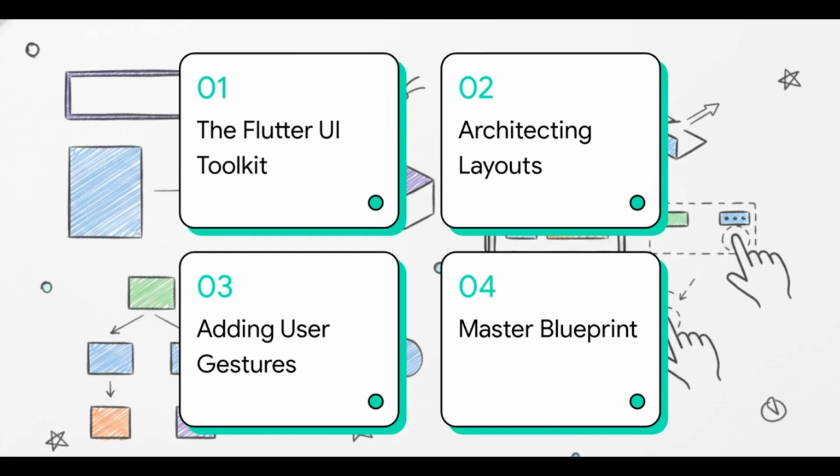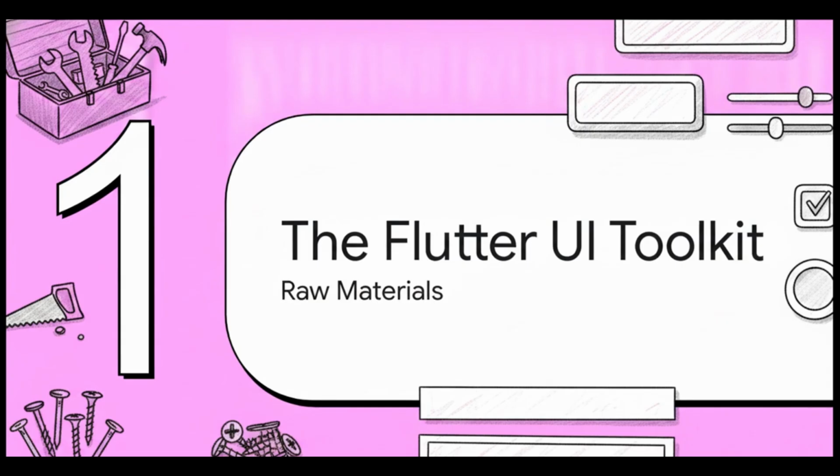To get there, here's our roadmap for this explainer. First up, the Flutter UI toolkit. Next, architecting your app layouts, followed by adding interactive user gestures. And we'll wrap the whole thing up with the Master Builder Blueprint. All right, moving right into Section 1, the Flutter UI Toolkit.